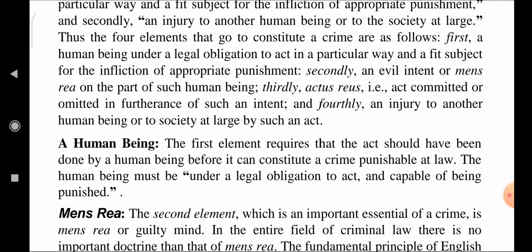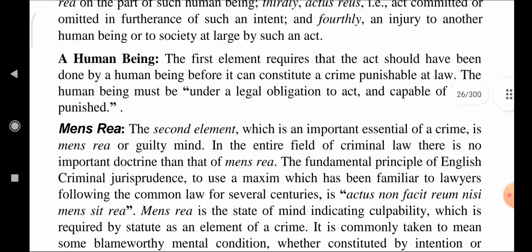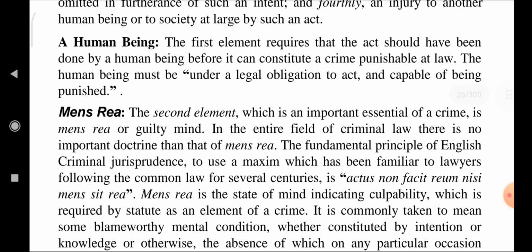Now, let me briefly explain the first element, a human being. The first requirement is that an act should have been done by a human being before it can constitute a crime punishable at law. The human being must be under a legal obligation to act and capable of being punished.